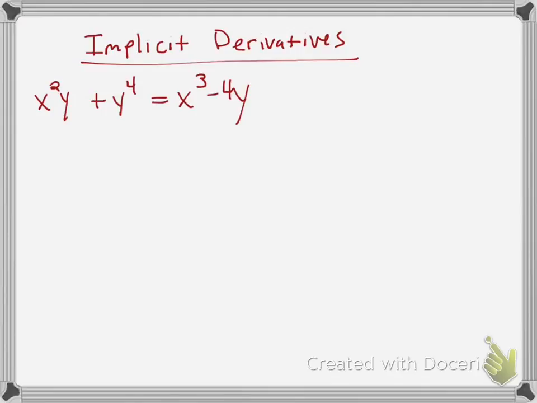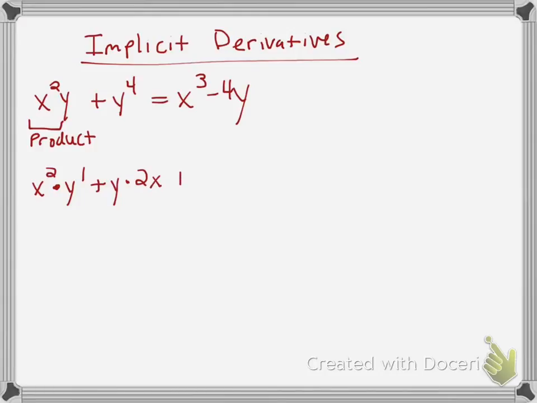Now, when you see the x squared y, that's x squared times y. That right there is your product rule. All right, so when we start working through this, we're going to have to use product rule right away. So product rule says your first function, which is x squared, times the derivative of your second function. The derivative of y is y prime. All right, plus our second function, y, times the derivative of your first function, which is 2x.